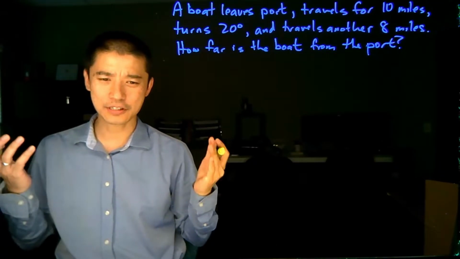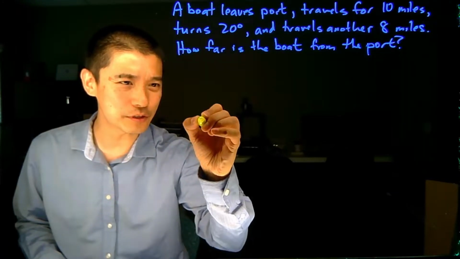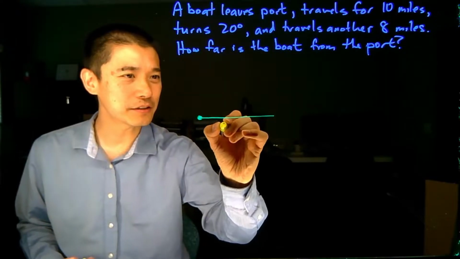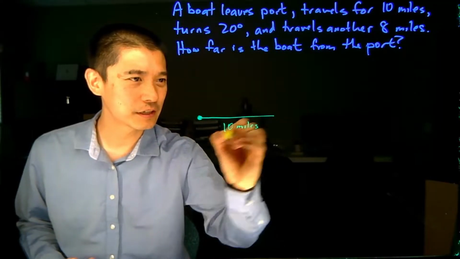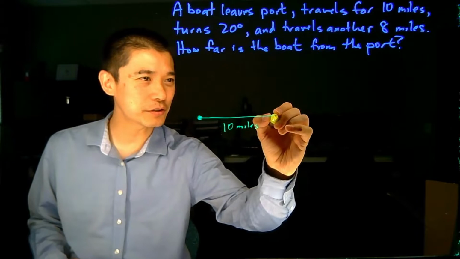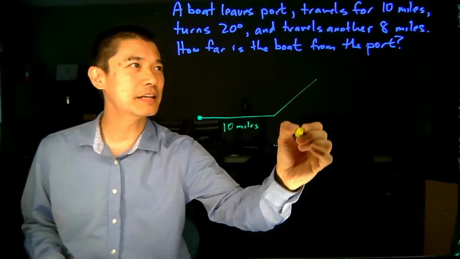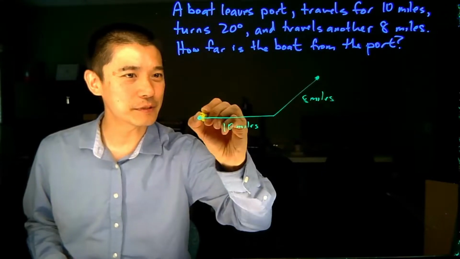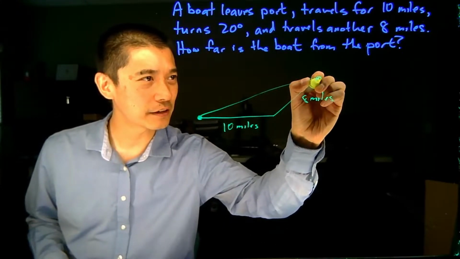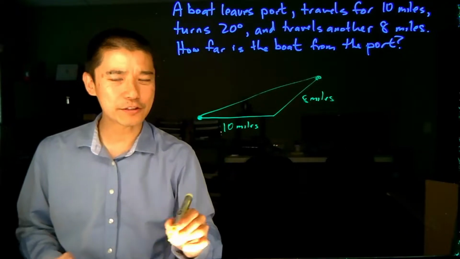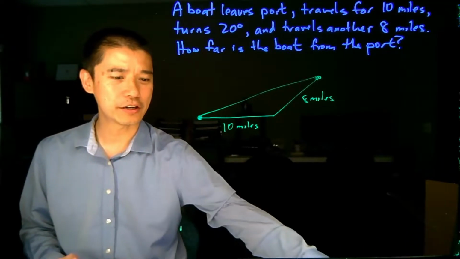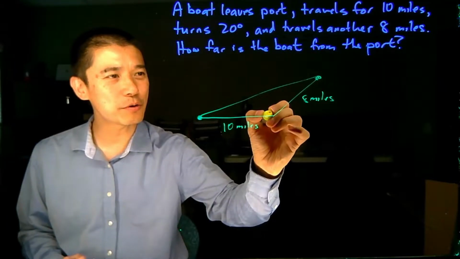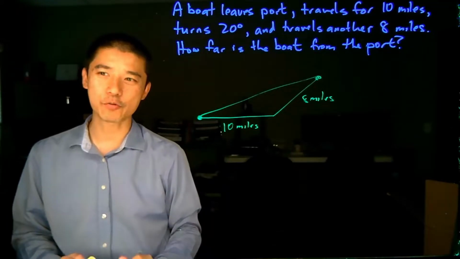And so conceptually, it's not too difficult here. You've got a boat somewhere, and it is going to travel for 10 miles in some direction. Then it's going to turn by 20 degrees, and then travel another 8 miles. And the question is, how far is it from here to there? Right, so conceptually, there's nothing too complicated going on here. However, what students will tend to do is they will throw in this angle right here is 20 degrees.